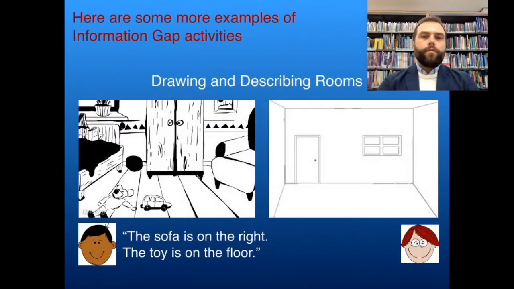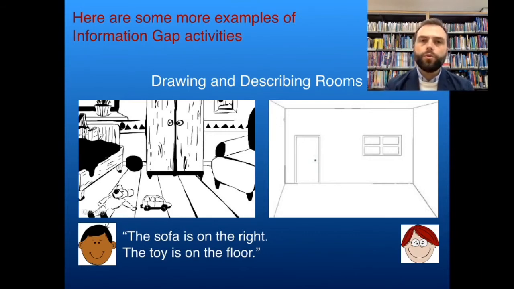Okay, let's have a look at some more specific examples then. And these examples are quite common because they are for practicing quite common expressions in language teaching. So the first one is drawing and describing rooms. So the student on the left here has a room with many items such as a car, a teddy bear, a sofa, a bed. Okay, so that would be part of your target language.